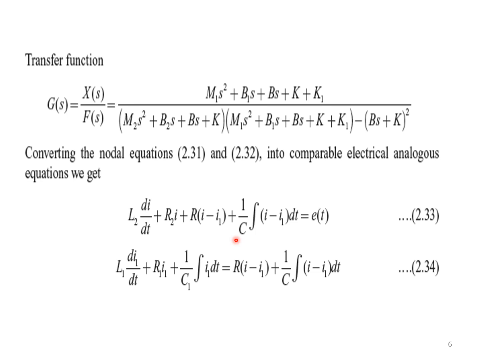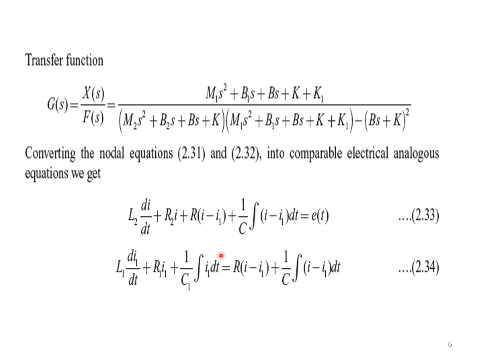Here current is considered equivalent to velocity. So if we express displacement in terms of velocity, it is taken as integration. So 1/C integration of (I − I1) dt is equal to the voltage E(t). Similarly, for the second equation, applying the force-voltage analogy, it is represented as L1 di1/dt plus R1 I1 plus 1/C1 integral of I1 dt equal to R(I − I1) plus 1/C integral of (I − I1) dt.